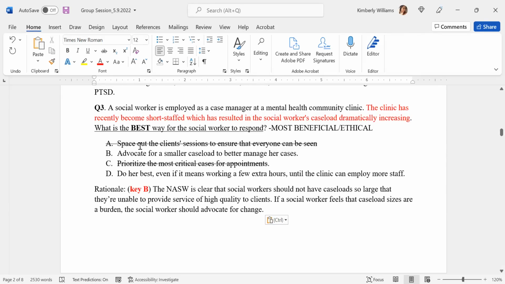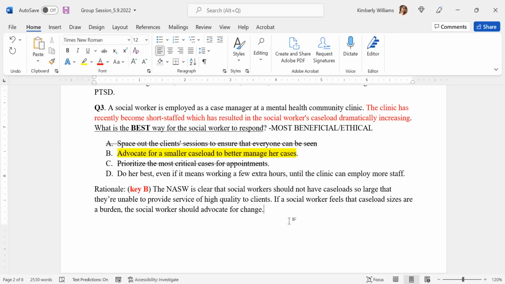But the question is asking, what is the best way for the social worker to respond? This is about the social worker, okay? A social worker is employed at a clinic as a case manager. So this is about you. So the most beneficial thing that you can do for yourself is advocate for a smaller caseload. Now that's not saying that I didn't pick up on that it was mainly for the social worker. Yep, that's why I asked what the question is asking. And that's how I want y'all to look at it. You got to look at all the little details in the question, because I know most of the questions are about clients, but this question was not about clients. This question was, what is the best thing for the social worker? And I'm gonna advocate for y'all to take some of these clients off of me, because no.